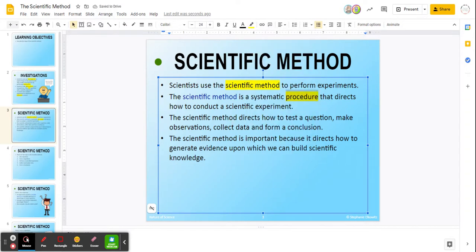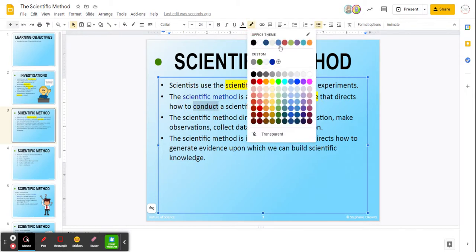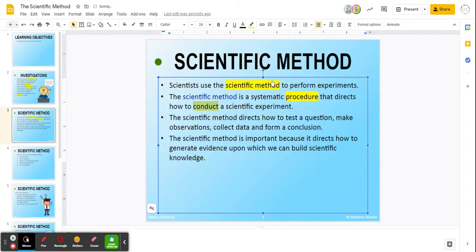Then we have how to conduct a scientific experiment. I'm going to be honest with you. I'm making this a lot harder on myself than I should be because I literally printed it out for this exact reason.